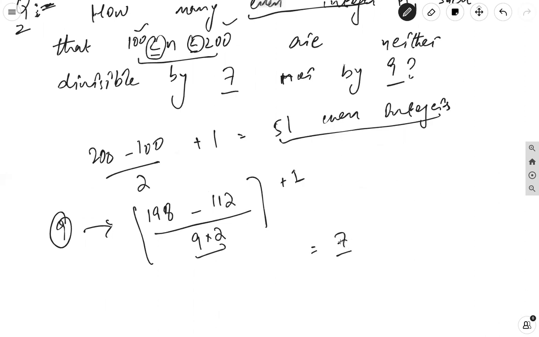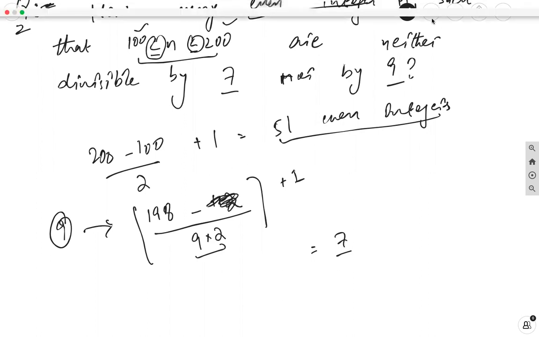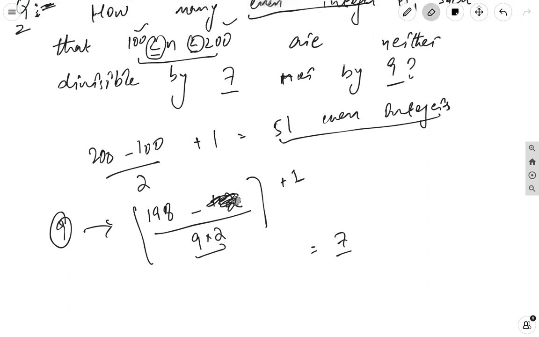Got my point till now? Sorry to interrupt. Instead of 112, can we have 108 as the least, divisible by 9, right? Okay. Sorry, I wrote that wrong. Yes, 108. Sorry for that.